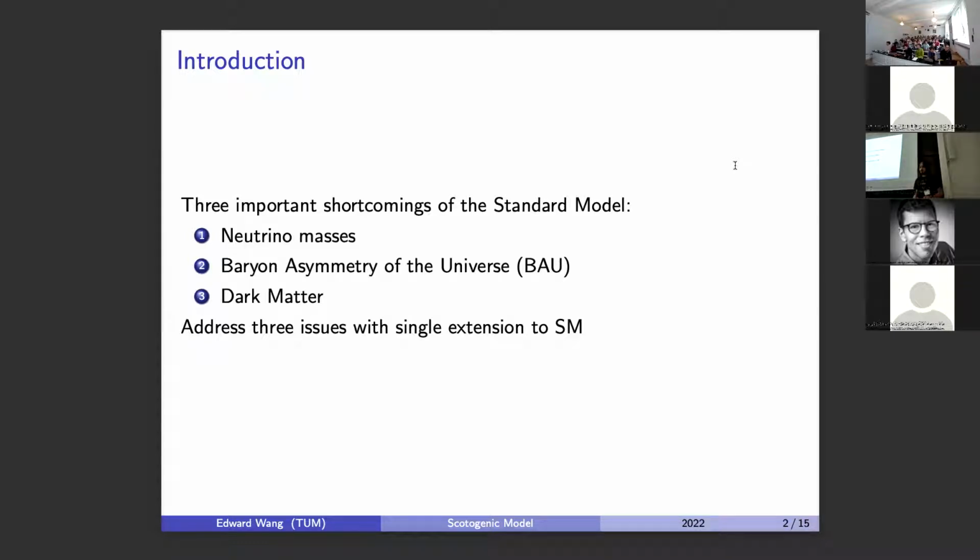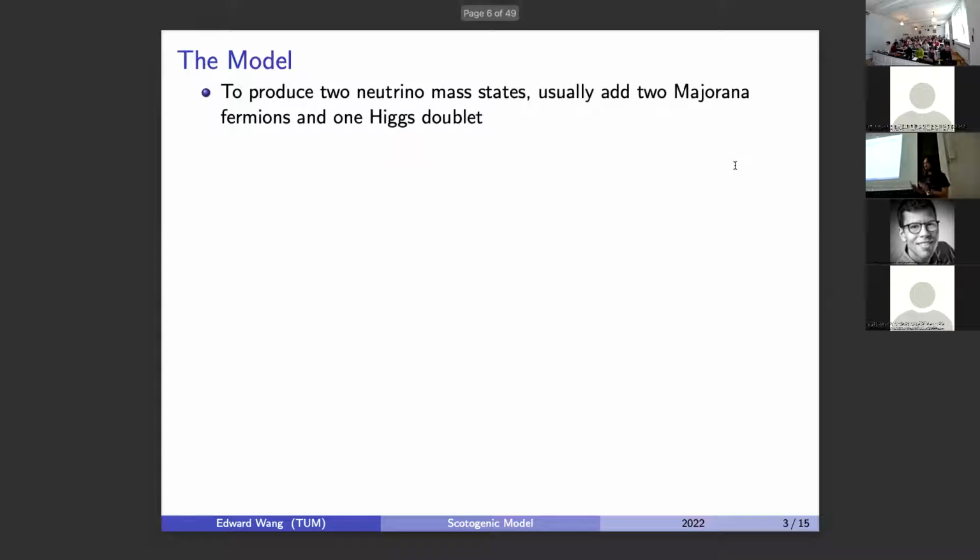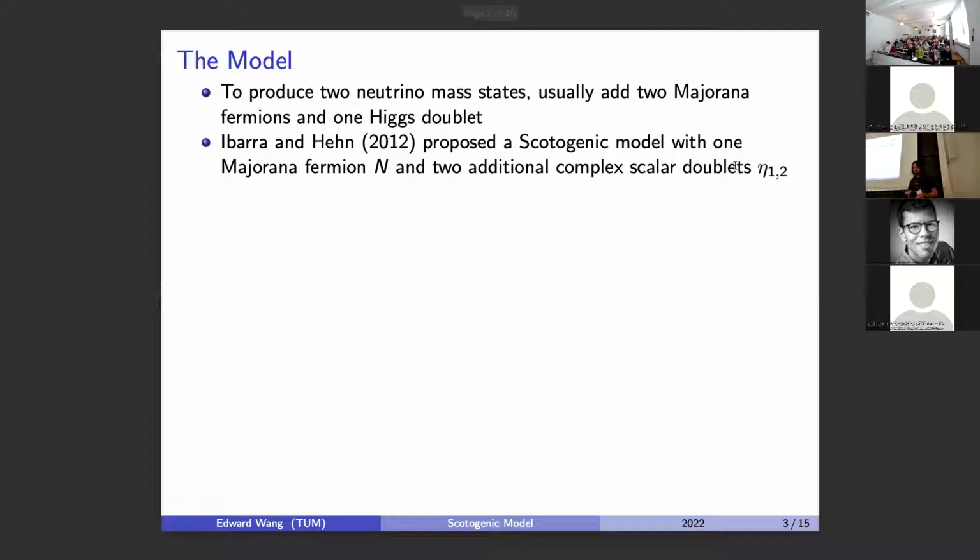Now, let's look at what a specific model is. As we have seen from Joachim's lectures, we know from neutrino oscillations that at least two neutrinos are massive. And in order to produce these two neutrino mass states, one usually adds two Majorana fermions that couple to a Higgs and couple to the standard model neutrinos. Now, Ibarra and Hen proposed a different kind of model, an alternative to this, in which they add a single Majorana fermion, but then they add two Higgs scalars, and together they form a dark sector. And from this, they show that you can also produce two massive neutrino states.